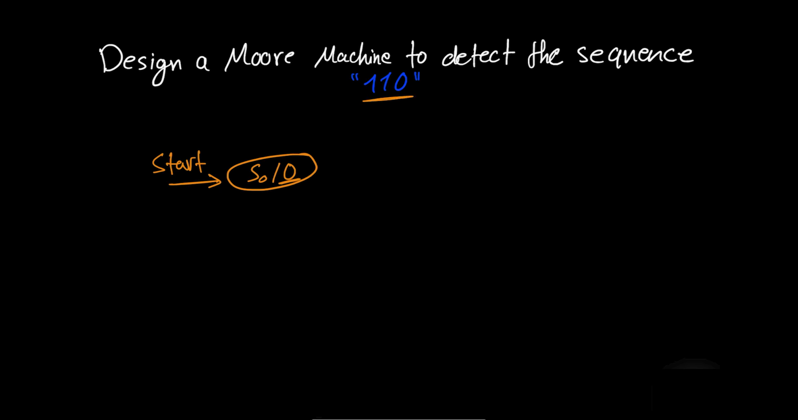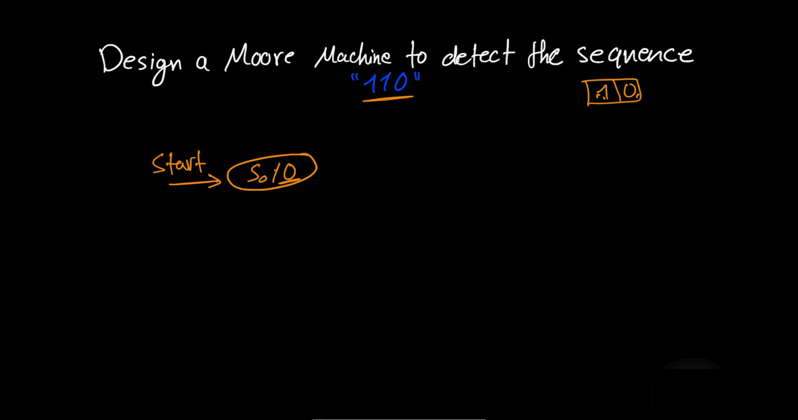If I had a keyboard with 1 and 0, only if I press 1, 1, 0 will I get the output 1. Otherwise, we don't have the output 1. We have the output 0. Just a 0 the whole time.